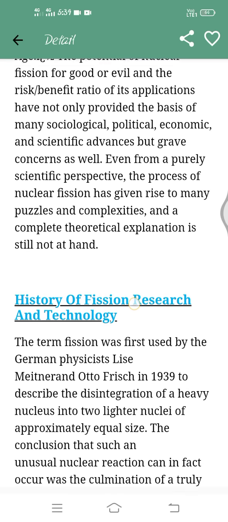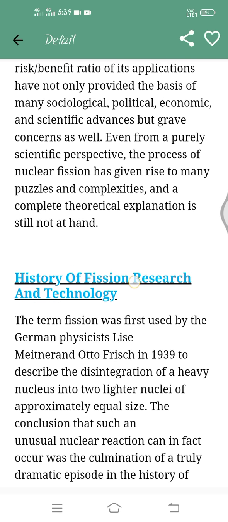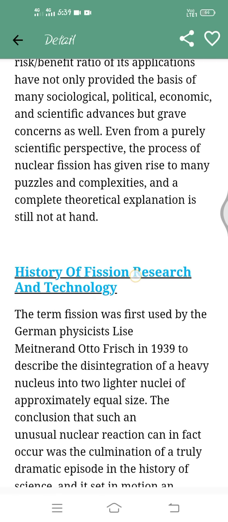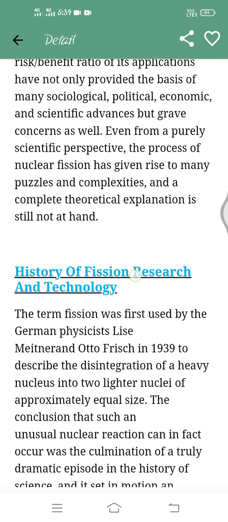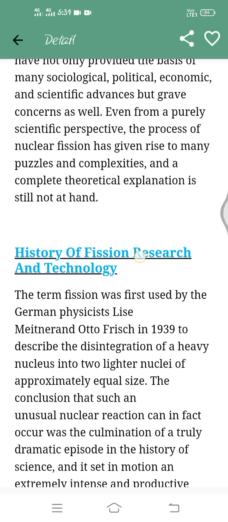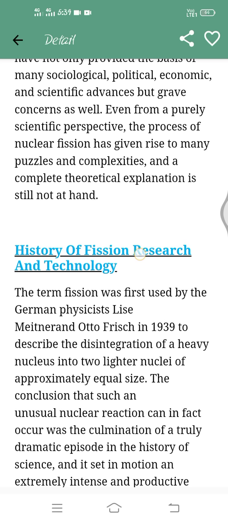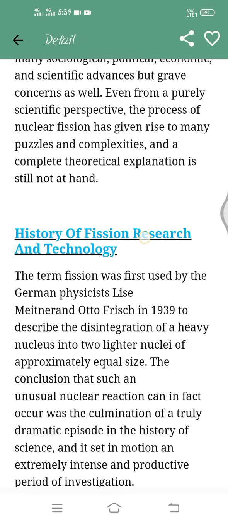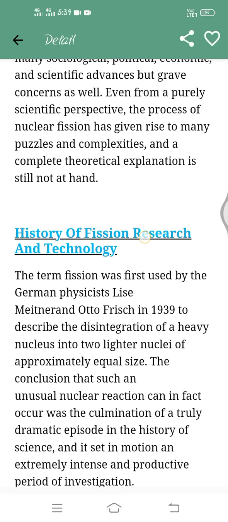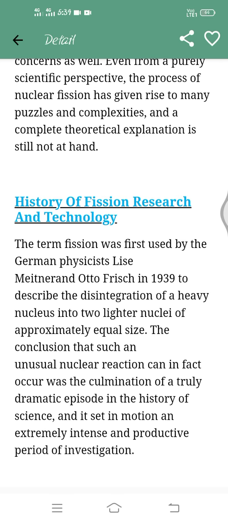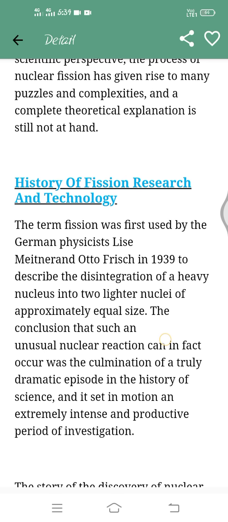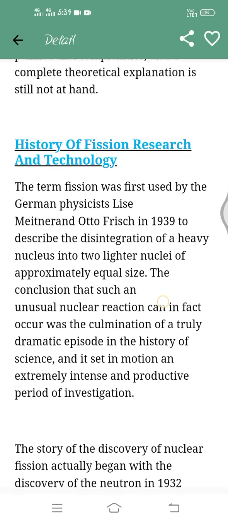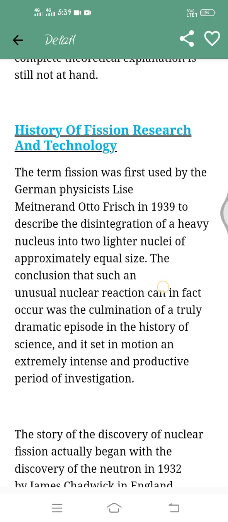The potential of nuclear fission for good or evil and the risk-benefit ratio of its application have not only provided the basis for many sociological, political, economical and scientific advances but grave concern as well. Even from a purely scientific perspective, the process of nuclear fission has given rise to many puzzles and complexities, and a complete theoretical explanation is still not at hand.